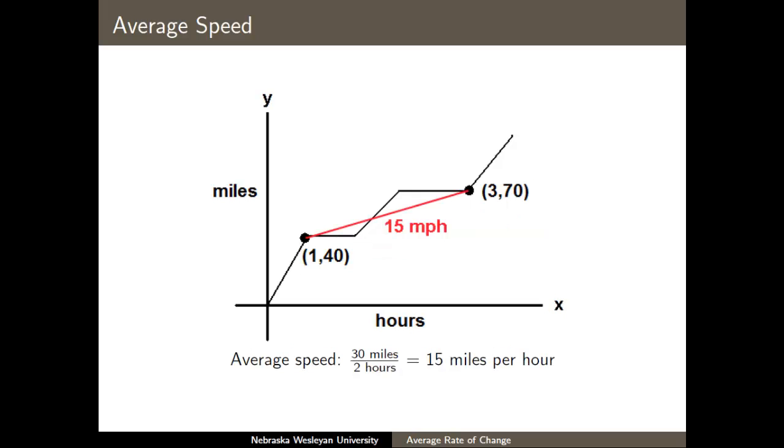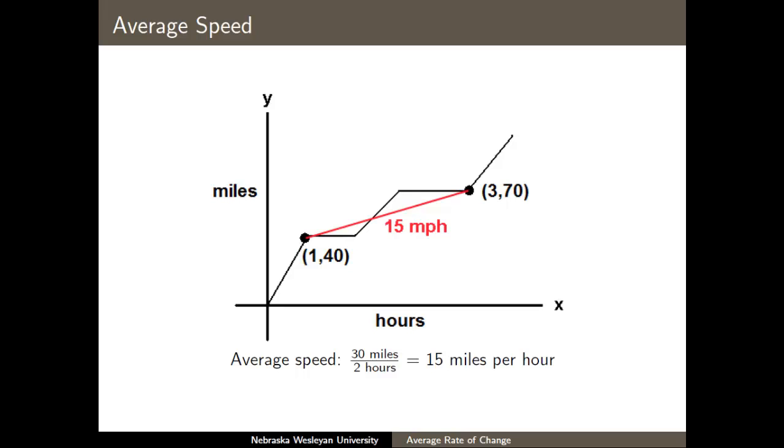And then to average those, we need to take the 30 miles we covered, that's the change in our function, and divide that evenly over the 2 hours that it took us to accomplish this. And that gives me 30 miles divided by 2 hours is 15 miles per hour. That's our average speed for this time.